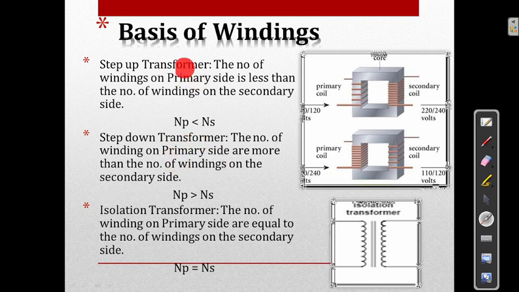See, in power generation we use the step up transformer, but near our homes we use the step down transformer.